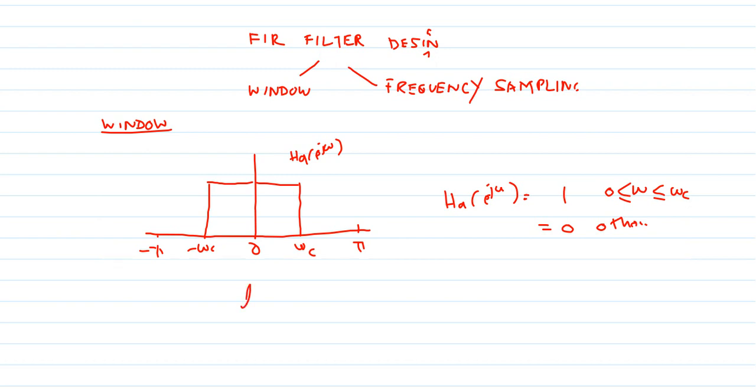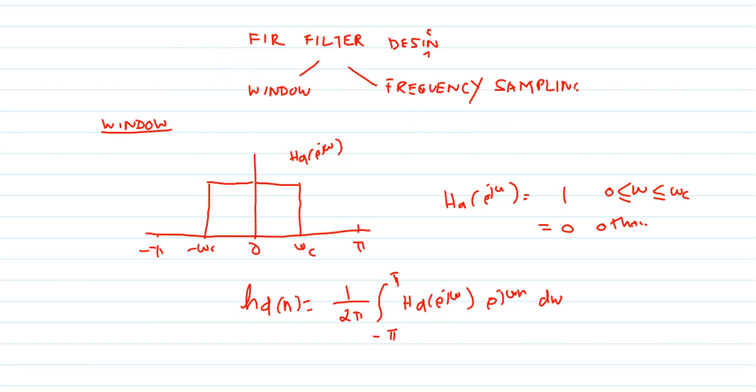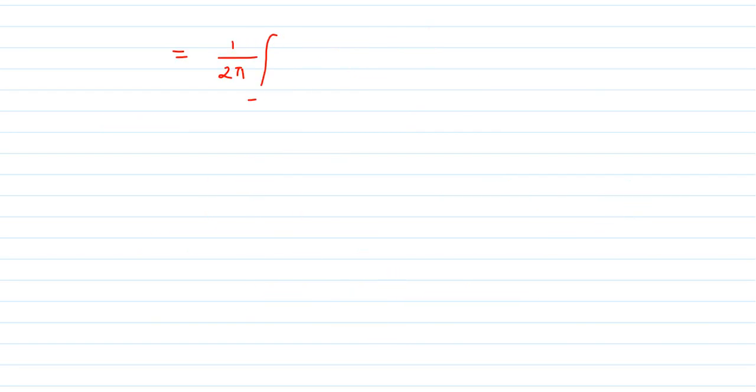We try to take the inverse of this. This is Hd of n. So Hd of n is 1 by 2 pi, integral from minus pi to plus pi of Hd of e power j omega, e power j omega n d omega. If you take the inverse, even though the limit is from minus pi to plus pi, for our signal it is from minus omega c to plus omega c. So minus omega c to omega c, the value is 1, e power j omega n d omega.